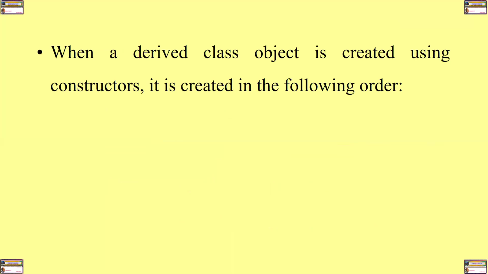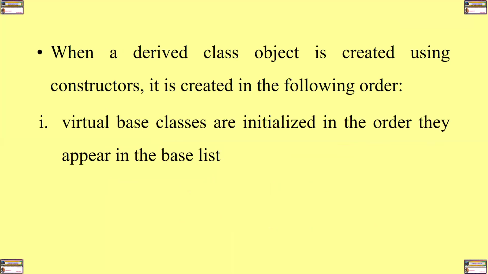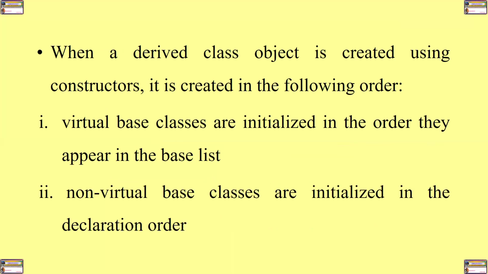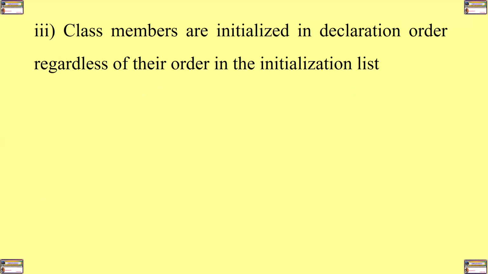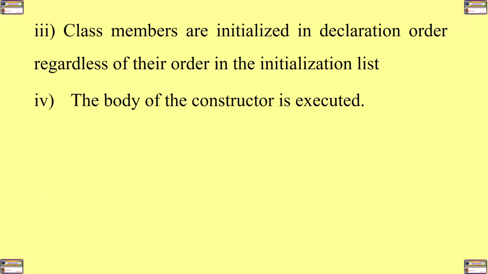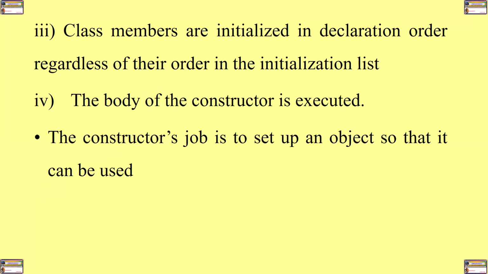When a derived class object is created using constructors, it is created in the following order. Number one, virtual base classes are initialized in the order that they appear in the base list. Secondly, non-virtual base classes are initialized in the declaration order. Thirdly, class members are initialized in declaration order, regardless of their order in the initialization list. Number four, the body of the constructor is executed.